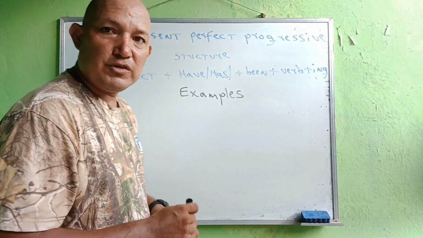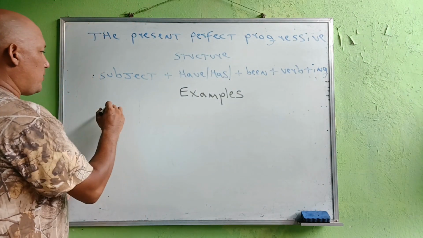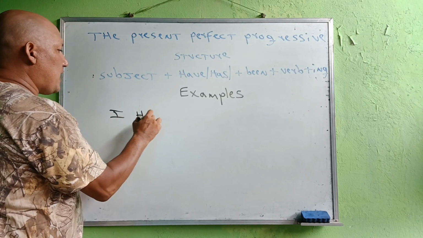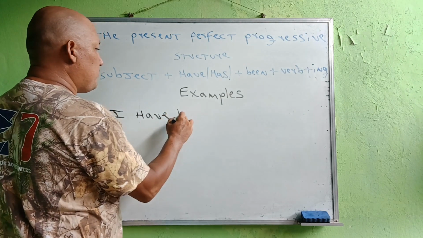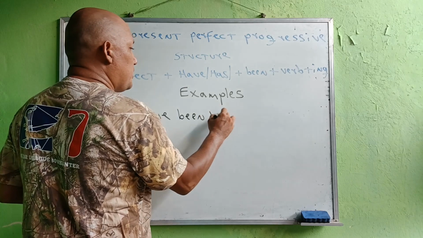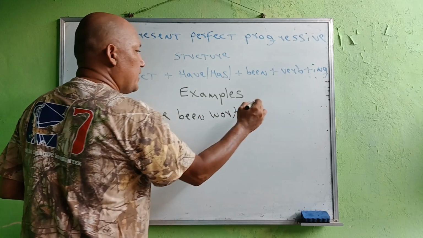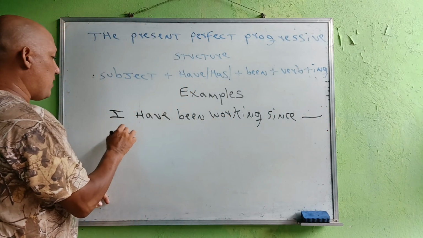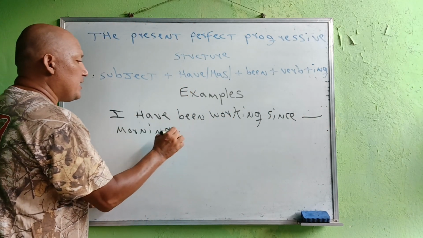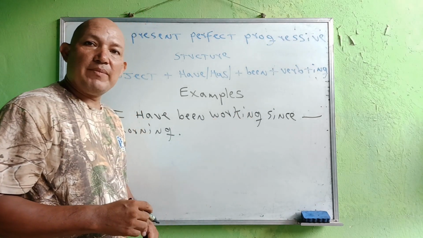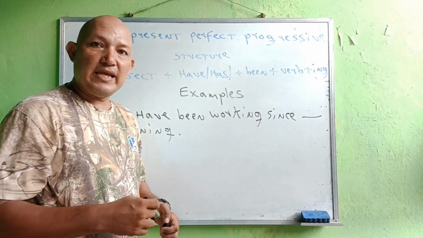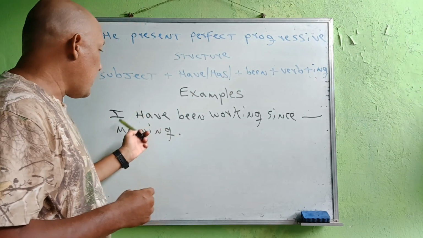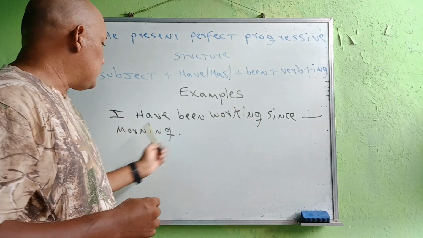Okay, guys, now let me explain some examples here. For example, if you're going to use I, the correct auxiliary is have. I have been working since morning. Okay, guys, I have been working since morning. This is the present perfect progressive. This is a statement or example. In this statement, present perfect progressive or present perfect continuous, I have been working since morning.